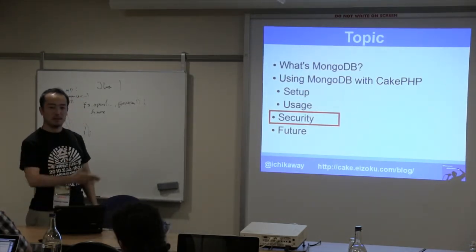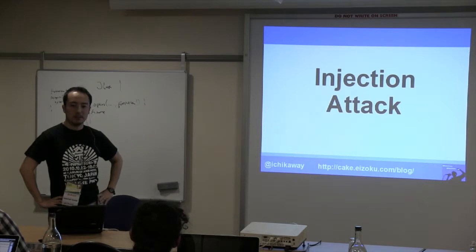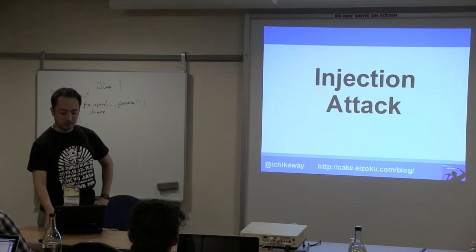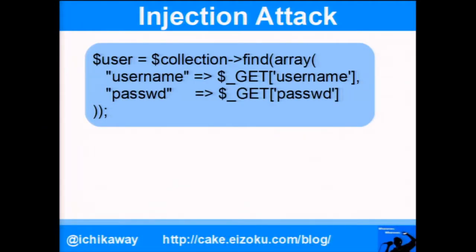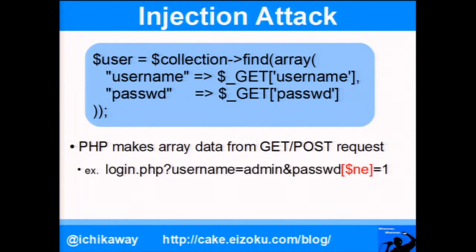The next topic is security. Unfortunately, there is an injection attack in MongoDB. It affects only PHP. Why? Here is an example. It's ugly code, but this code finds user data with username and password field conditions. But PHP makes array data from user input, like this GET request. The attacker sets username equal to admin and password not equal to 1.